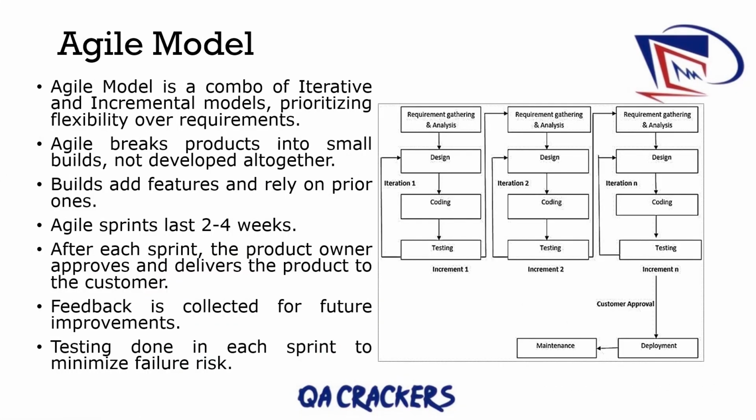Agile model. Agile breaks a product into small incremental builds instead of developing it in one go. Each build adds more features based on previous functionality. Agile sprints are 2 to 4 week iterations. After each sprint, the product is approved by the owner and delivered to the customer. Feedback is solicited and used to enhance the next sprint. Testing in every sprint reduces the failure risk.